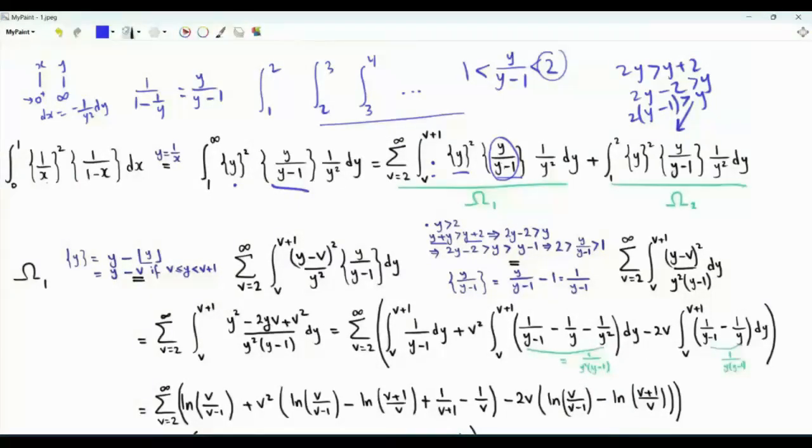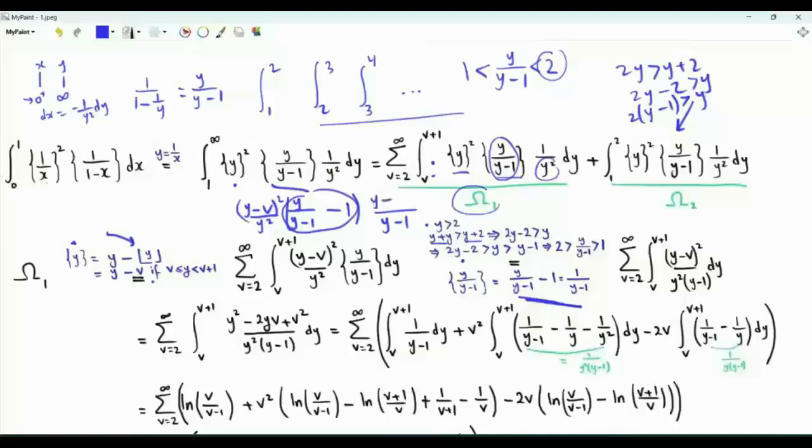The fractional part of y over y minus 1 is y over y minus 1 minus 1. This is the key here in tackling omega 1. Also, the fractional part of y is y minus the floor of y. And if y is between v and v plus 1, then the floor is equal to v. Combining these two ideas, the integrand here becomes y minus v squared divided by y squared times y over y minus 1 minus 1. This is y minus 1 in the denominator, and in the numerator we have y minus 1. That's 1. This is the integrand, y minus v squared upstairs.